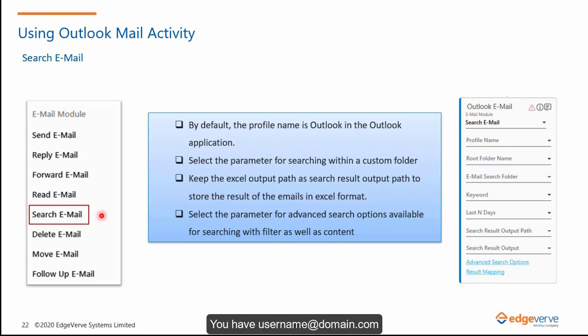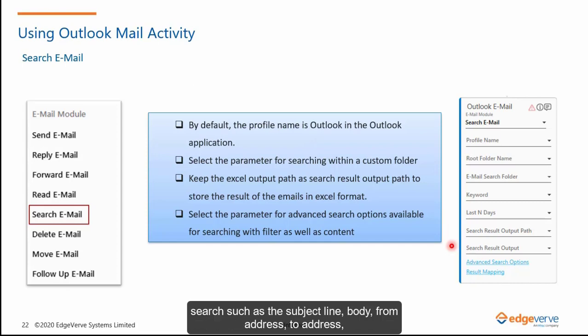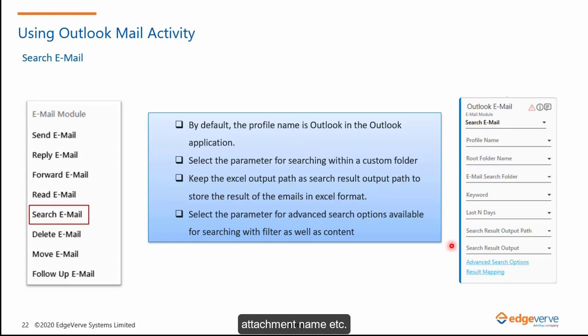You have username at domain.com. So that is your root folder. Now, second is the email search folder. What is the email search folder? It is basically the specific folder name. If there is any custom folder that is present inside your inbox folder, you can select it. Then the keyword: you can select the parameter holding the generic keyword for search, such as a subject line, body, from address, to address, attachment name, etc.